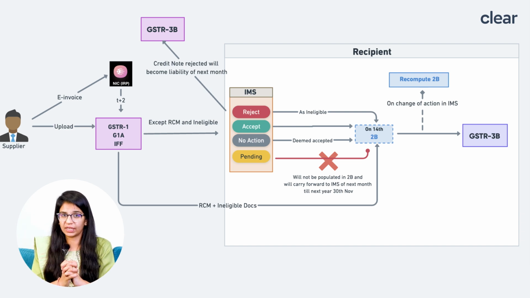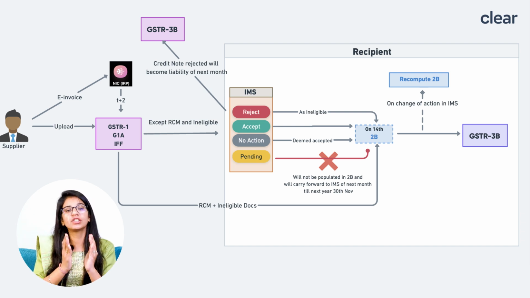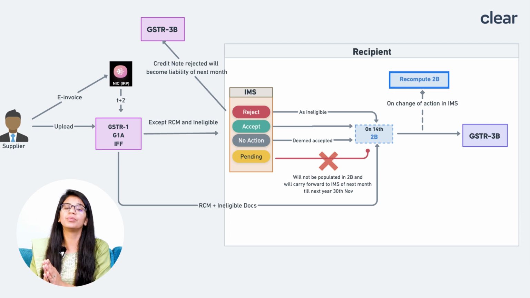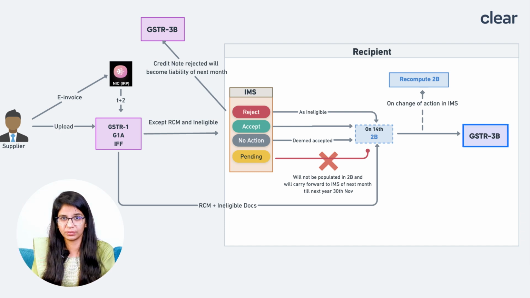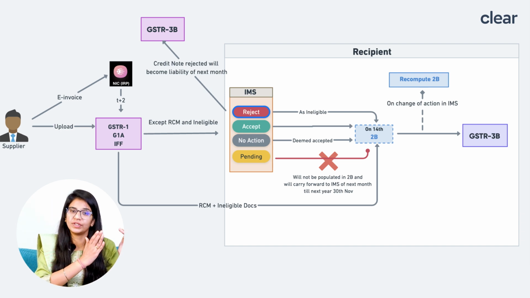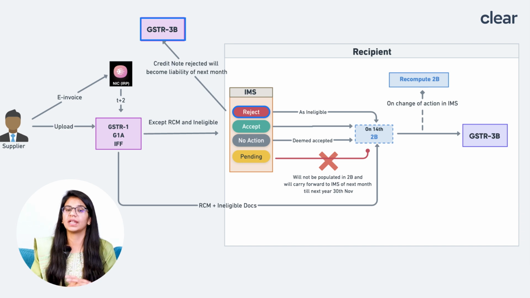And once you do that, if you make changes in your IMS, just make sure that you are also recomputing your GSTR-2B, and after you have recomputed your GSTR-2B, you prepare your entire GSTR-3B and then file it. The credit note which is rejected by you in the IMS will become the liability of the supplier and will be reflected in their GSTR-3B as a liability in the next month's filing. So this is some of the information which is very relevant when we talk about the Invoice Management System.